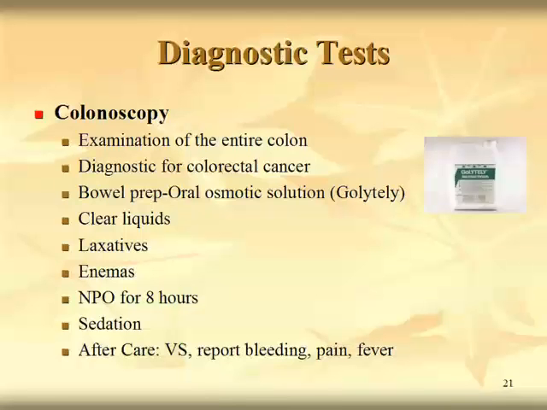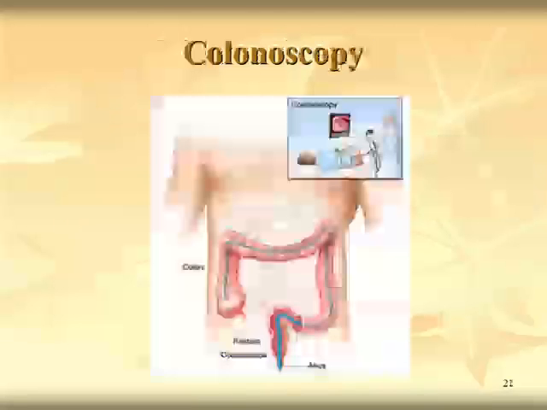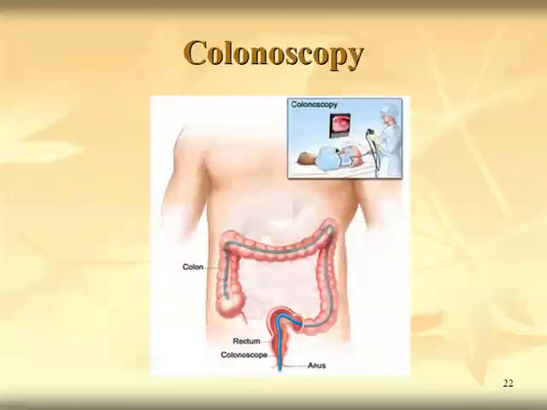This can be used to evaluate both benign and malignant growths. It can remove polyps, take biopsies for specimens, and help to localize areas of bleeding that the patient may have within the colon. So it's generally considered the gold standard for diagnosing colorectal cancers. And here's an example of what can be visualized through a colonoscopy.